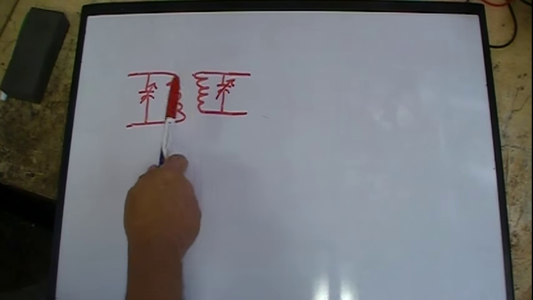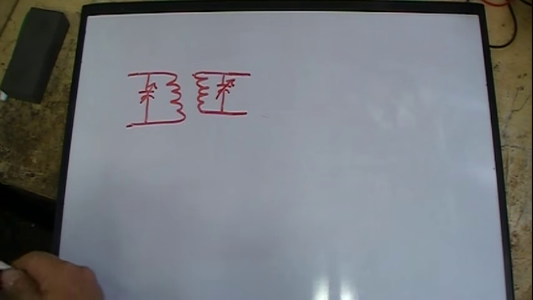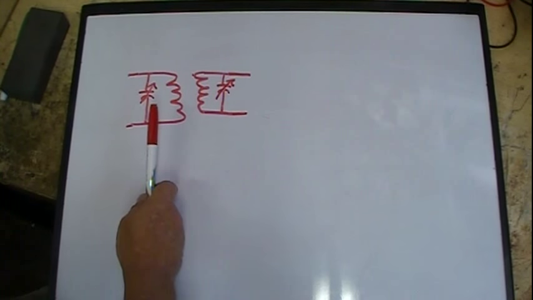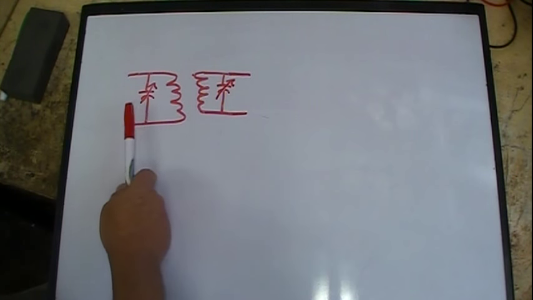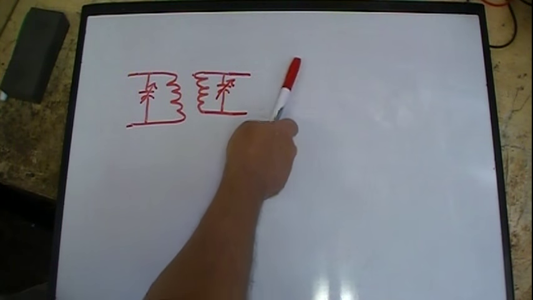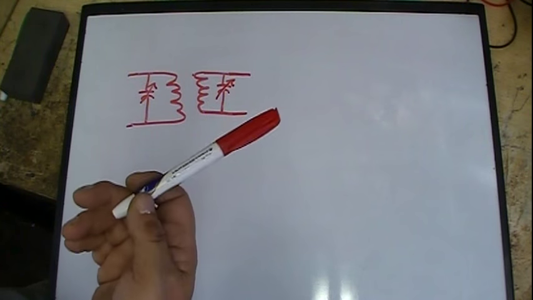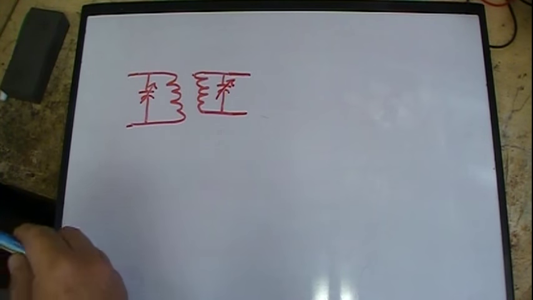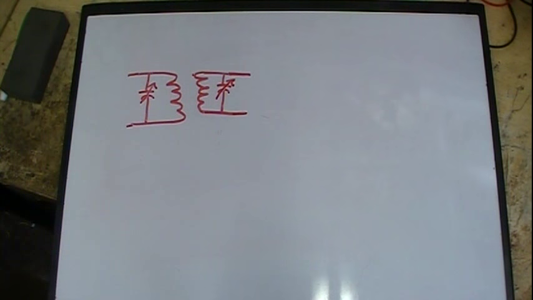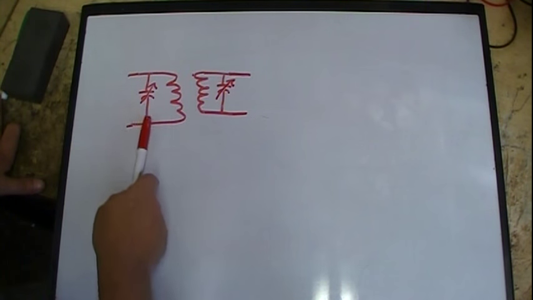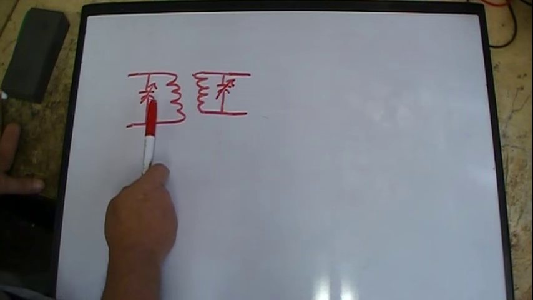This is our primary and our secondary. When I feed a signal in, you know, this would be hooked to the mixer tube, converter tube, say, and this side is going to my IF amplifier tube, like a 6SK7 or something of that nature. When I feed a signal in, this part of the circuit is a resonant tank, and it will act as a parallel tank circuit.